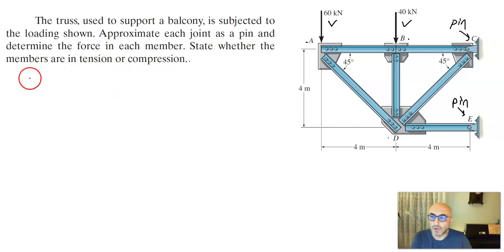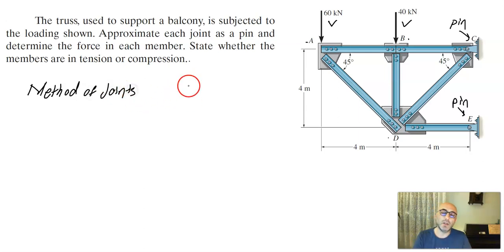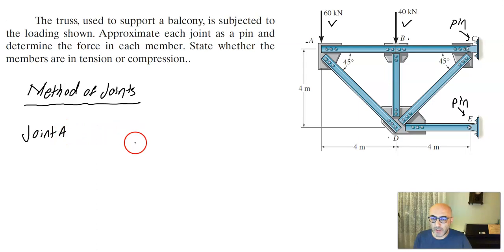Okay, so to find the forces in the members, we're going to use the method of joints, where we write equilibrium equations at each joint. So starting from joint A, we use the method of joints. So at joint A we have this joint A here, and if this is our x-axis and this is our y-axis, right?